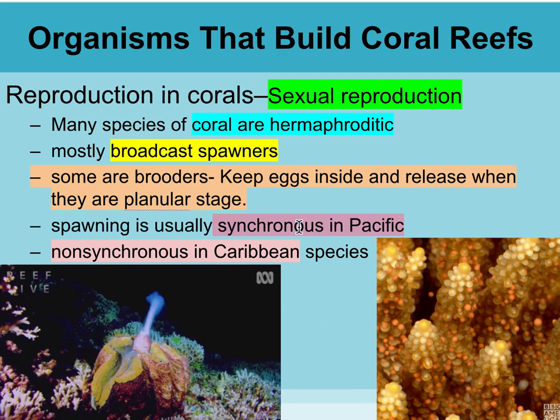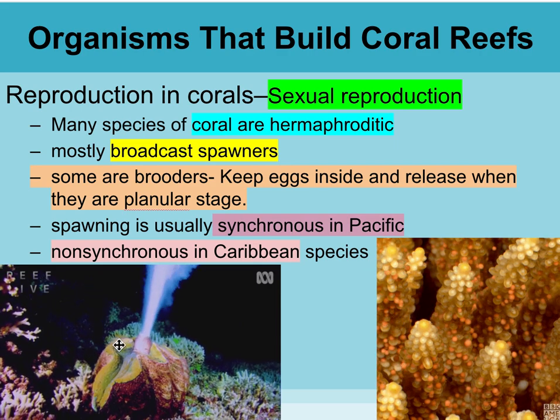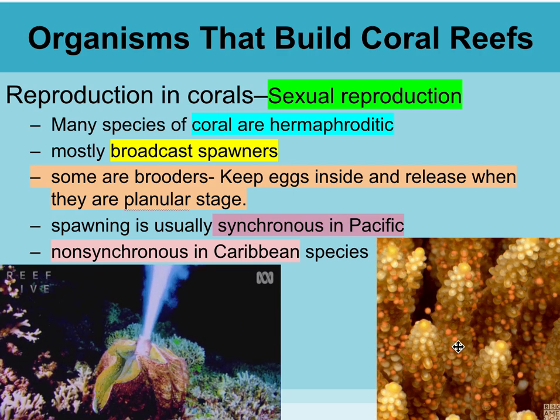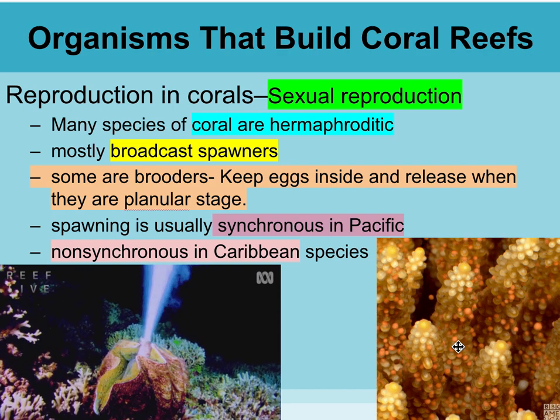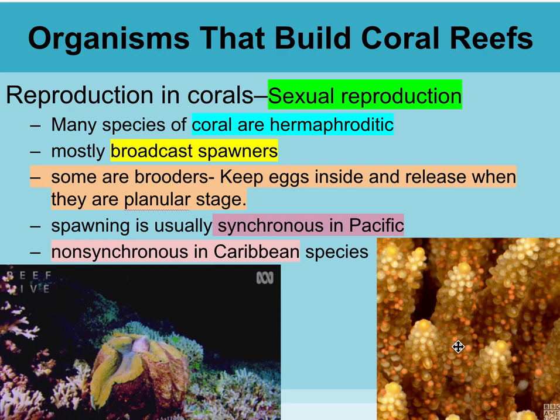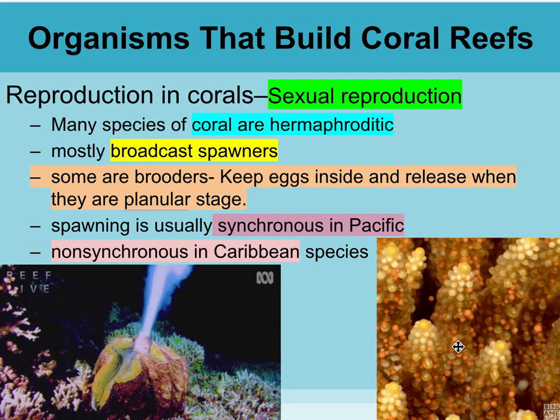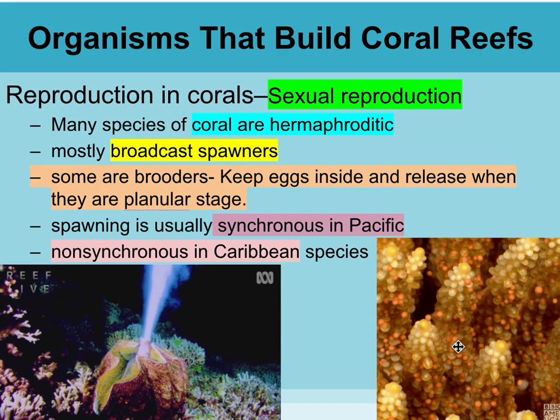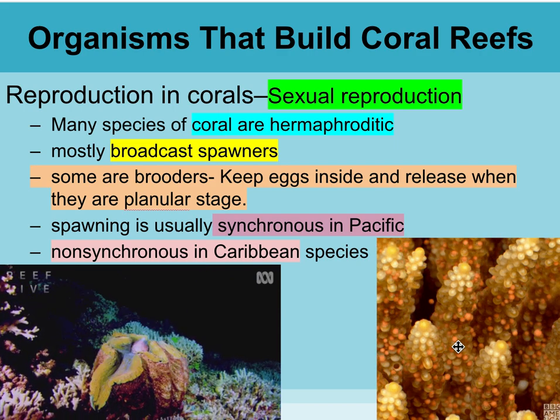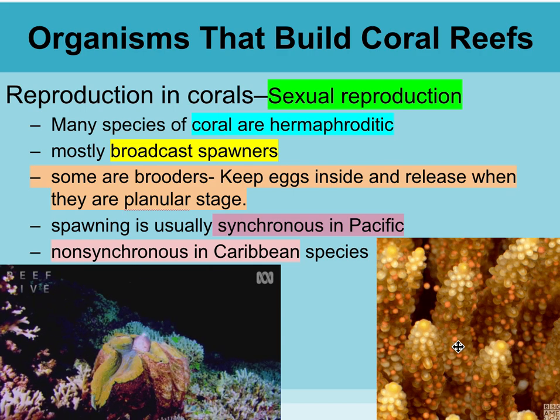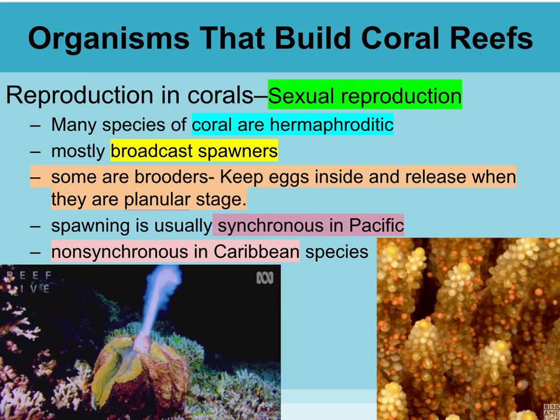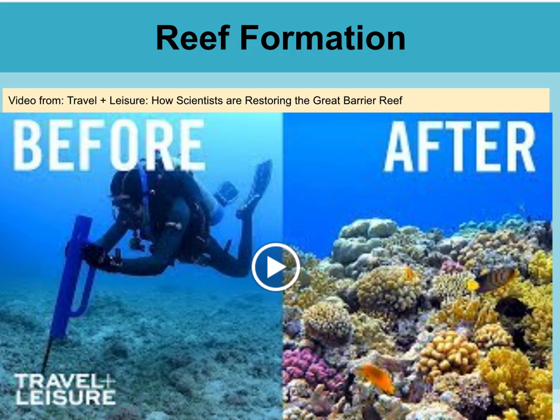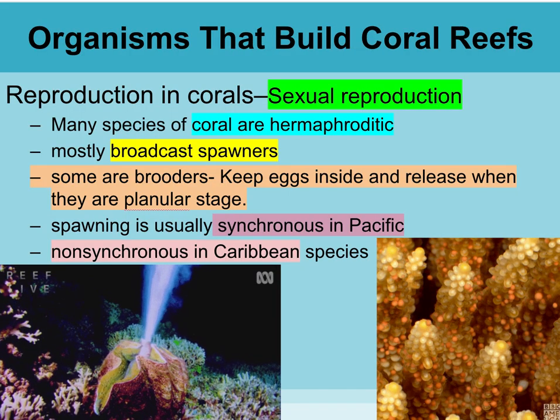Interestingly, if you're in the Pacific Ocean, the release of the eggs and the sperm is synchronous, happening at the same time. But who knows what's going on in the Caribbean? Randomly, at different times, you might have some of the corals releasing sperm and other different species releasing their eggs. It's just kind of happening throughout the year, different species more like taking turns. But it's not all synchronous like it is over in the Pacific.